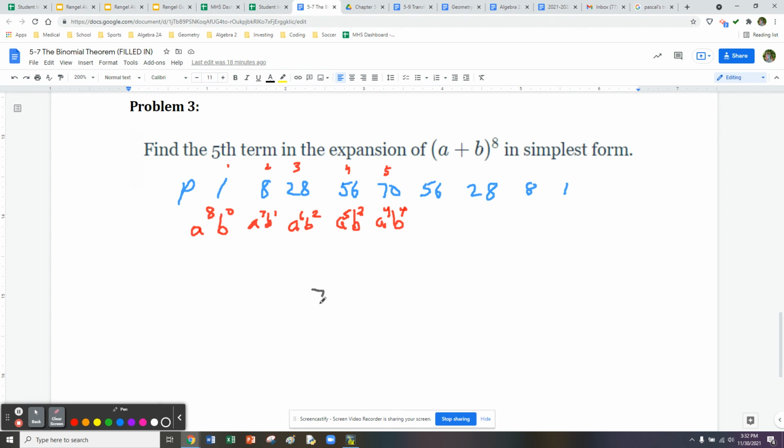So we're going to grab the Pascal's number, which is 70, and then we grab the pattern of the powers, which is a to the fourth, b to the fourth. So there would be my fifth term of my polynomial. So all in all, we're going to use Pascal's triangle to help us with those coefficients, and then we can follow that power pattern as we multiply out these binomials to get our powers organized.